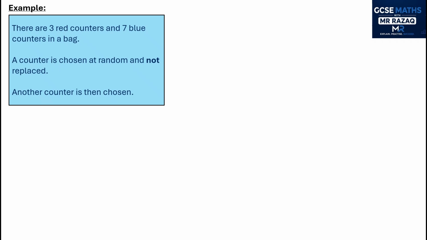Let's look at a different example. There are 3 red counters and 7 blue counters in a bag. A counter is chosen at random and not replaced. Another counter is then chosen. How about we translate all of this information into a probability tree diagram?